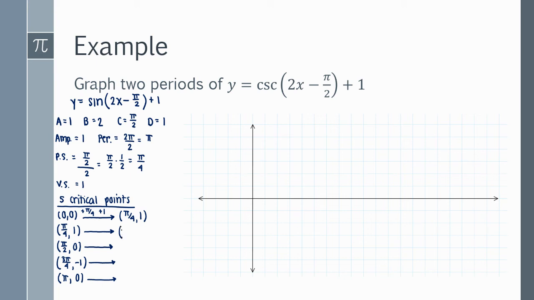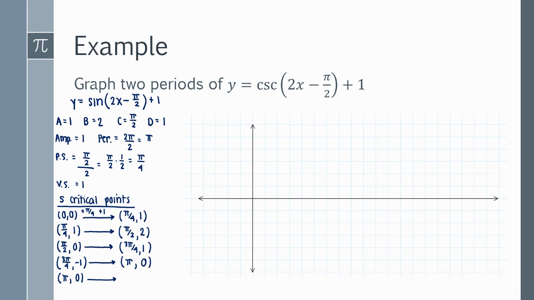Next ordered pair, when I add pi over 4 and pi over 4, it's 2 pi over 4, which reduces to pi over 2. 1 plus 1 is 2. Pi over 2 plus pi over 4, think of it then as we had to get those common denominators. We just said pi over 2 is the same thing as 2 pi over 4. Add another pi over 4, we're at 3 pi over 4. 0 plus 1 is 1. 3 pi over 4 plus pi over 4 is 4 pi over 4, so pi. -1 plus 1 is 0.